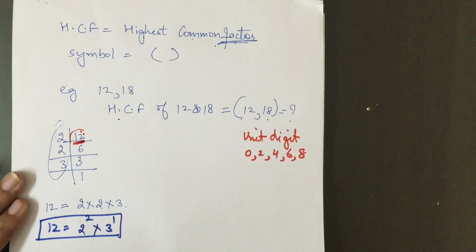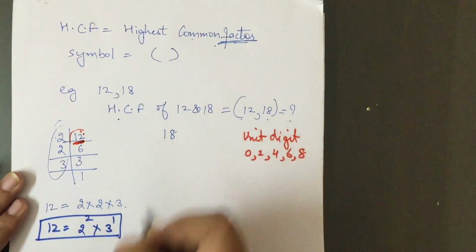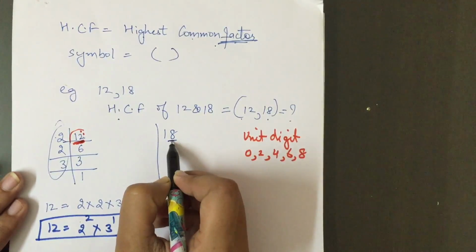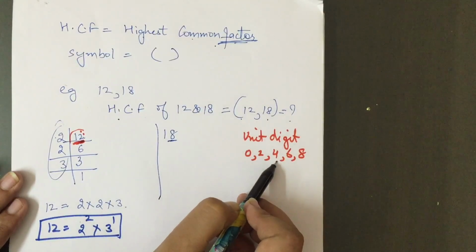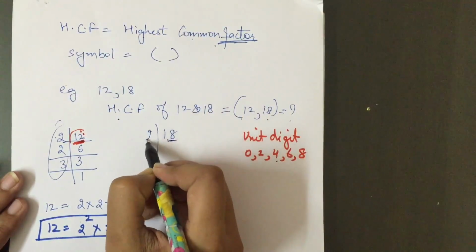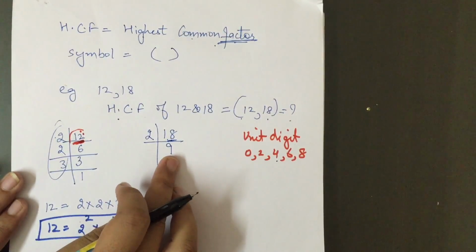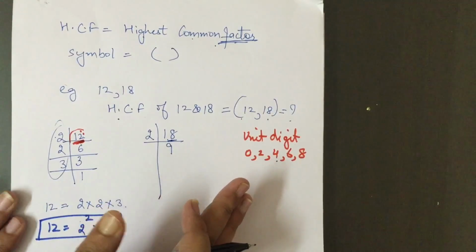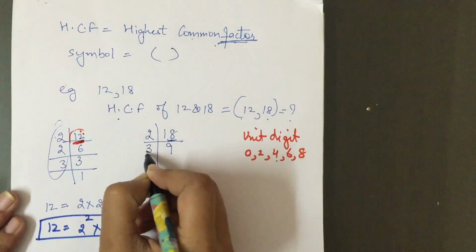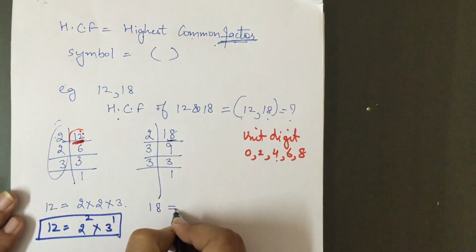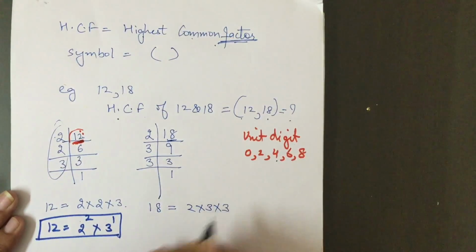Now we will find the factors of 18. Let's start. Here again we can see that the unit digit of 18 is 8, which is one of these numbers. So we can say that 18 is divisible by 2, and we get the answer 9. Now 9 is not divisible by 2, so we will move to the next table, that is 3. 9 divided by 3, we get the answer 3. 3 again divided by 3, finally we get the answer 1. Now we will write the factors: 18 is equal to 2 into 3 into 3.